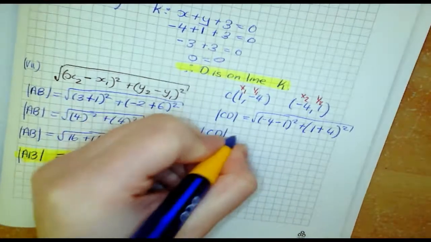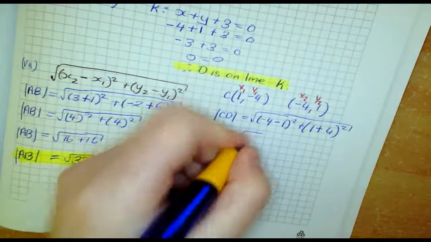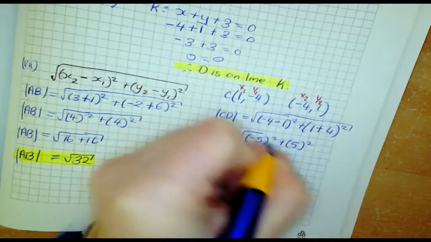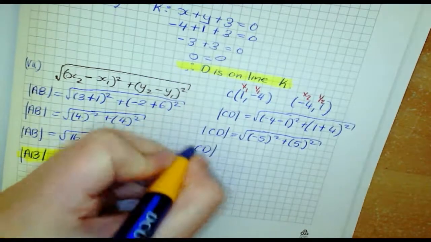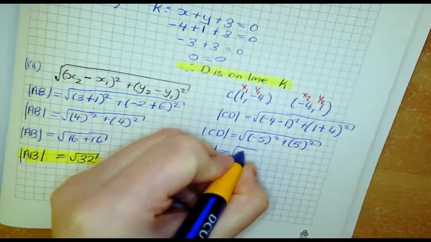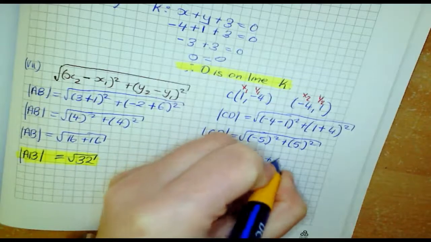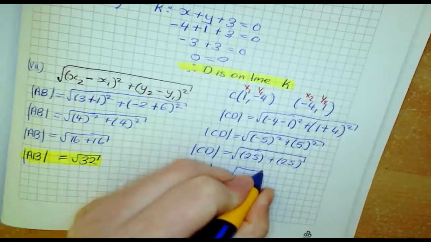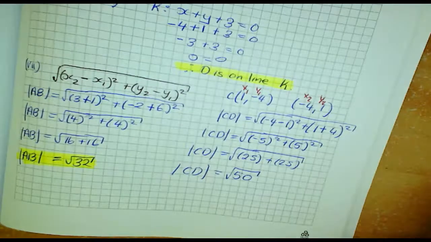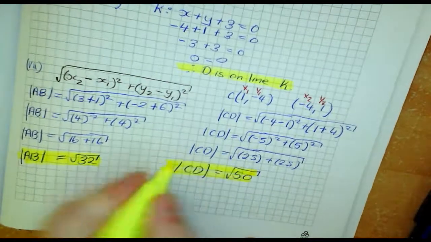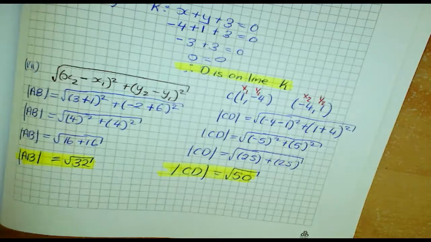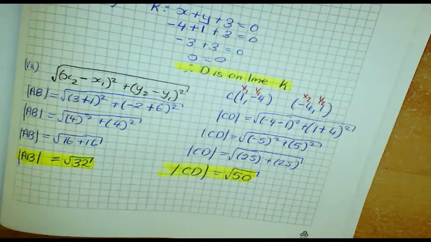So CD is equal to the square root then of -4 minus 1 is -5 to be squared, plus 1 plus 4 is 5 to be squared. CD then is equal to the square root of 5 squared is 25, plus 25. So CD then is equal to the square root of 50. So if you need to go back through any of that, make sure you just pause the video there, okay? We've done that loads, finding the length of a line, or the distance between 2 points.